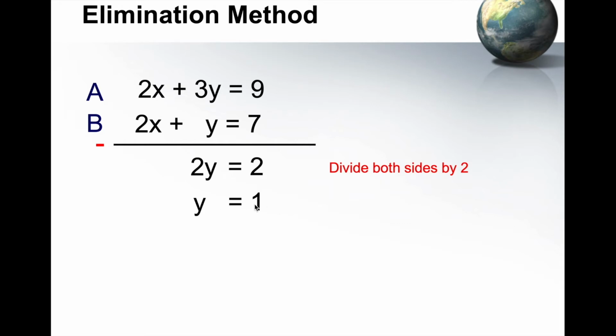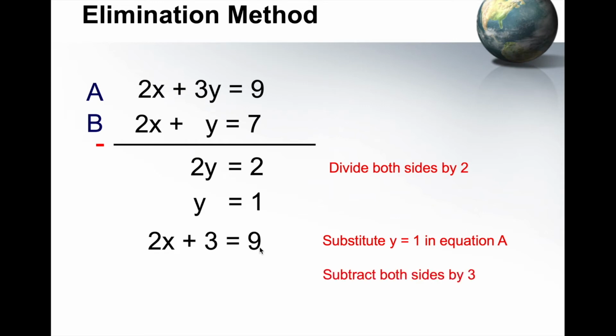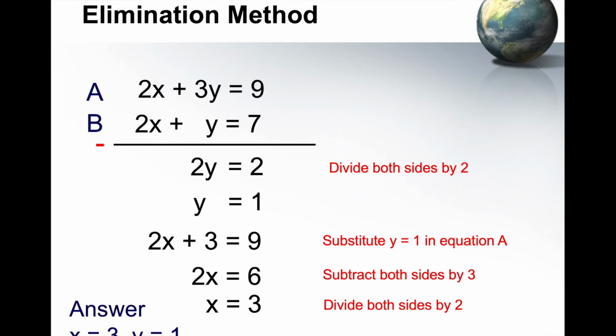Substitute y is equal to 1 into equation A or B. Here I choose A, so I should have 2x plus 3y, and y is equal to 1, so 3 times 1, that is equal to 3, and they're all equal to 9. Subtract both sides by 3, you will end up with 2x is equal to 6. Divide both sides by 2, you'll have x is equal to 3. So the final answer is x is equal to 3 and y is equal to 1.